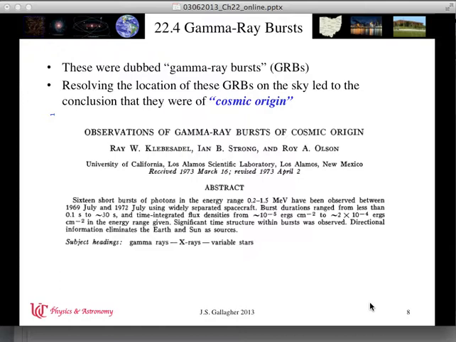This is the actual paper which announced that. This was in 1973. And the last section here says directional information eliminates the Earth and the Sun as sources. So we knew these things were coming from outside of our solar system, and at the time that was described as having a cosmic origin. Okay.